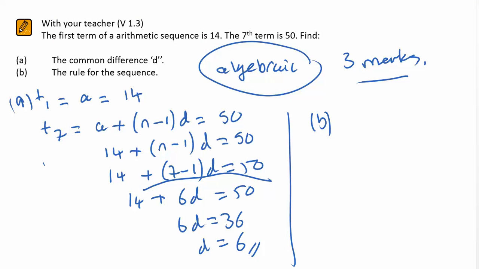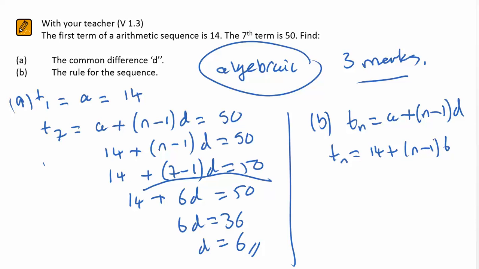In part B, now we know the first term and the common difference, it's quite an easy task to write out the sequence rule. Remember, that's also on the formula sheet. It gives us 6n plus 8.